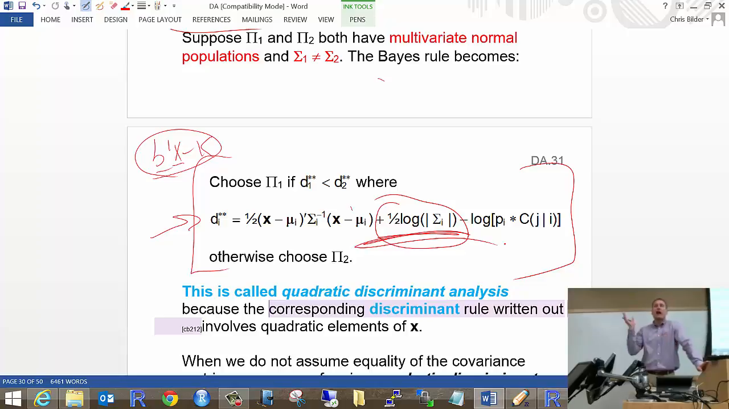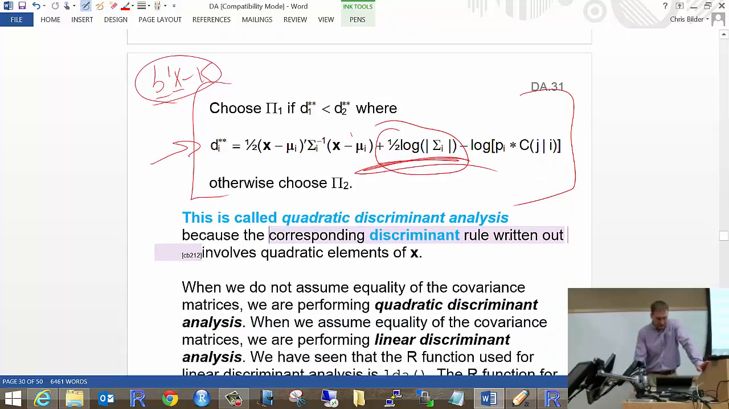I chose not to actually show this to you because I think it's simpler to apply this by thinking of it in terms of distances instead. And so I just decided to show you the distance itself. But I wanted to at least briefly mention where the name quadratic discriminant analysis comes from. Okay.